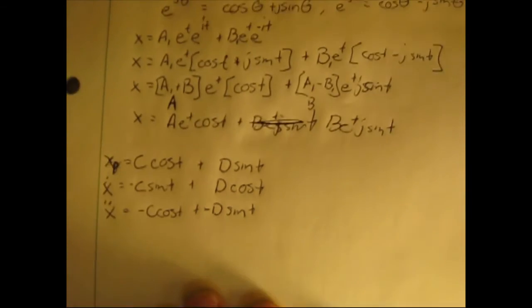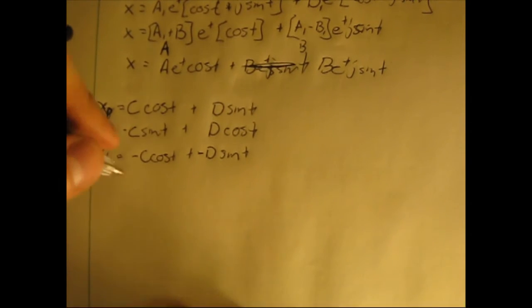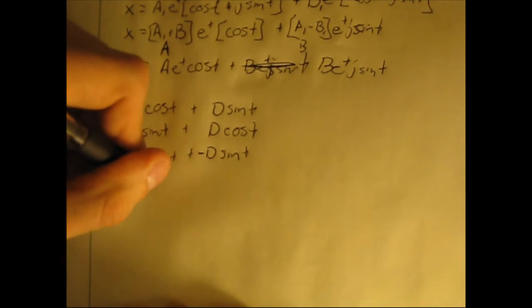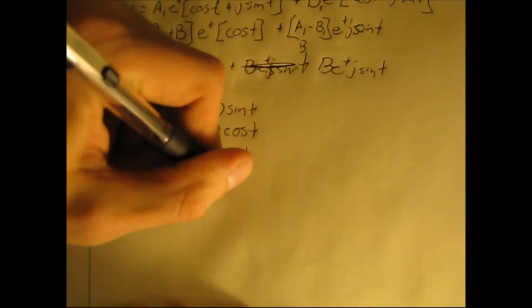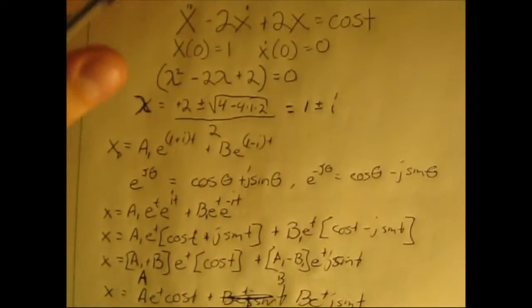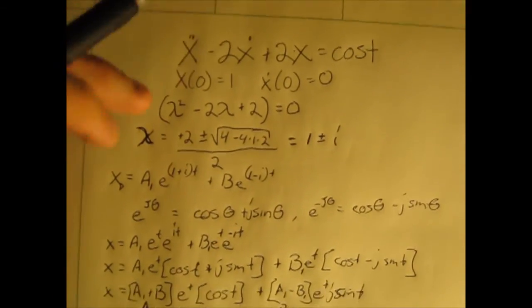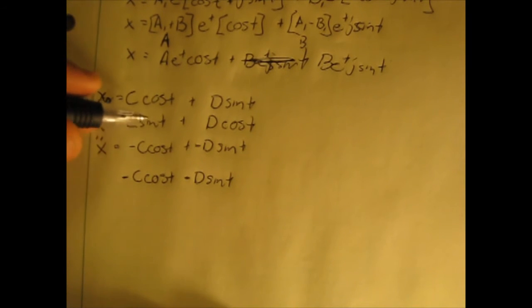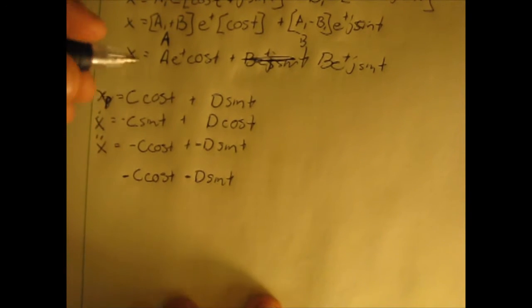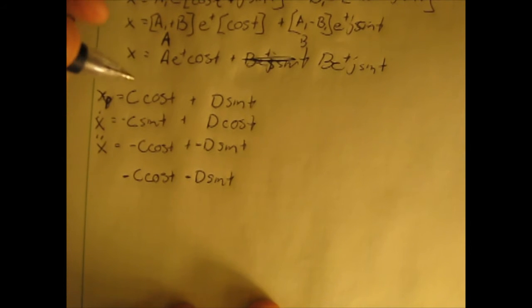So we'll move that up, we will have negative c cosine t minus d sine t. Now, our next part, we have a negative 2 for our coefficients. So we'll go to our x dot term. We have a negative c sine t plus d cosine t, and it's all getting multiplied by negative 2t.